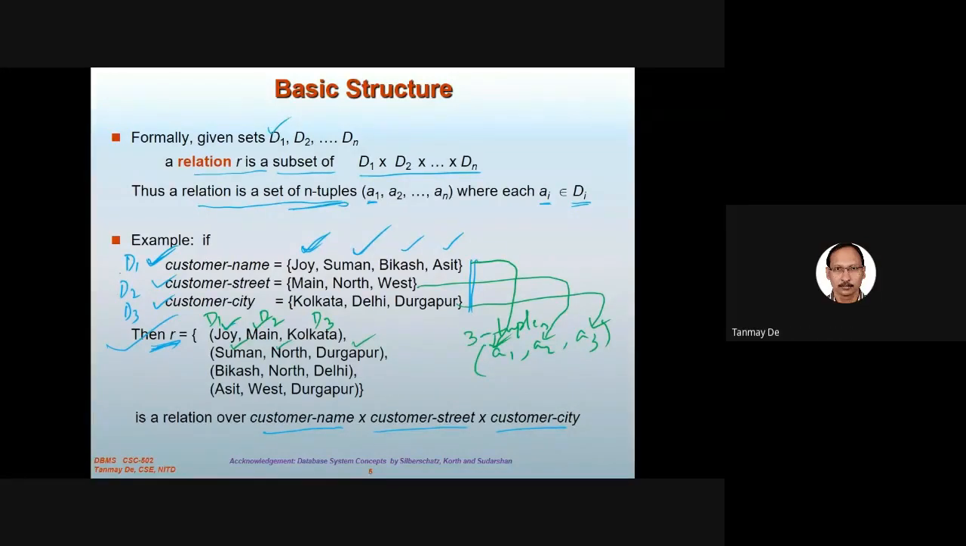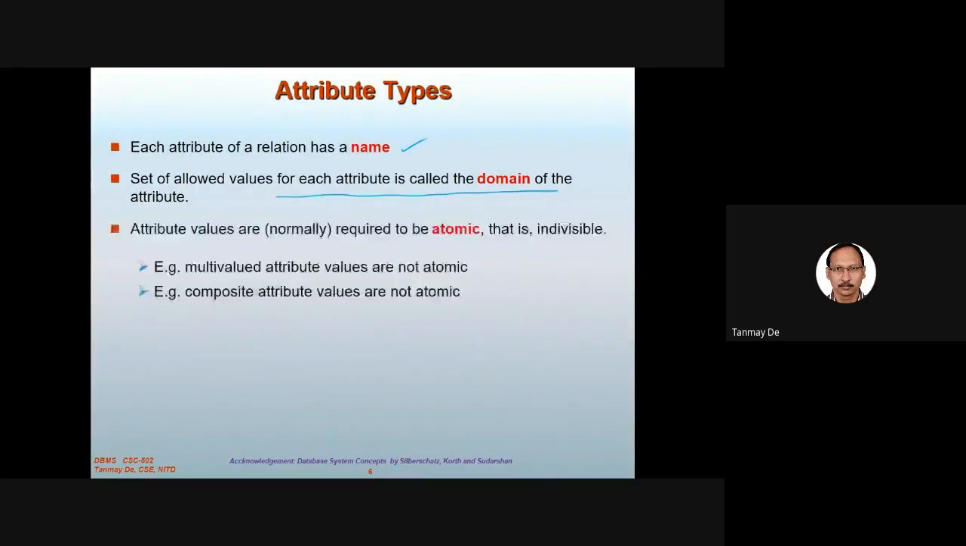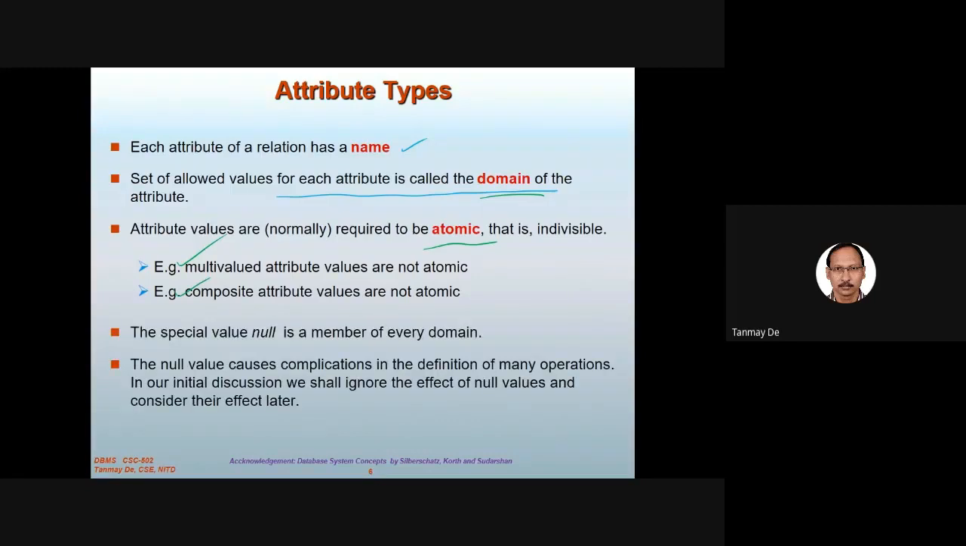This is similar to the relation in mathematics. So here, as you know, the attribute has a name, and that name is a unique name, and the set of allowed values is called a domain. Attribute values are normally required to be atomic. Atomic means indivisible. For example, multi-valued attributes or composite attributes are not atomic because they can be divided. The composite attribute is divisible, and the multi-valued attribute consists of multiple values, so it is not atomic in that case. And the special value null is a member of every domain.